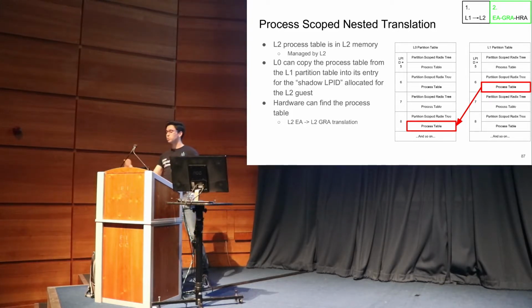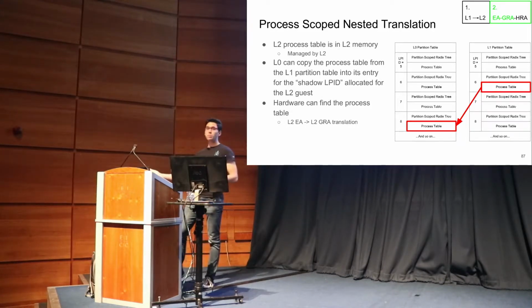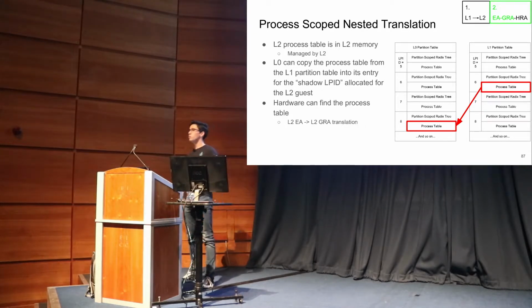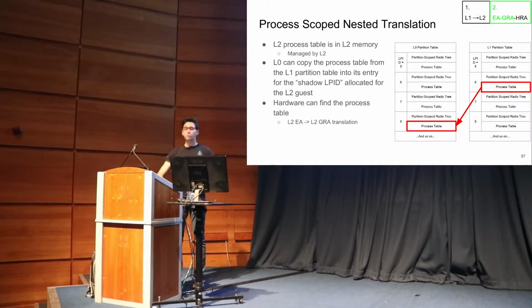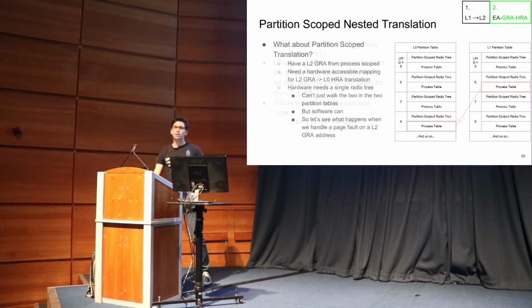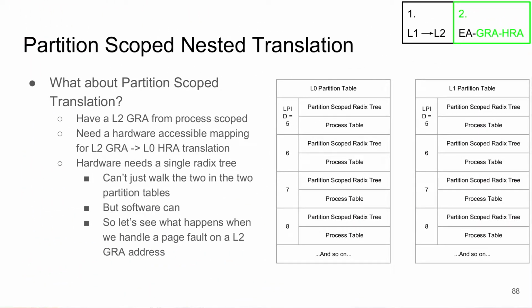Okay, so initially it's stored in the level 1 partition table. So level 0 can go and copy that into its entry in its own partition table for that shadow LPID we've allocated for level 2. And now hardware can go and find this table and can do the process translation from effective to guest real address. Where it actually gets interesting is the partition scope translation.